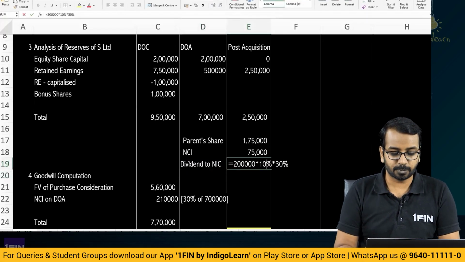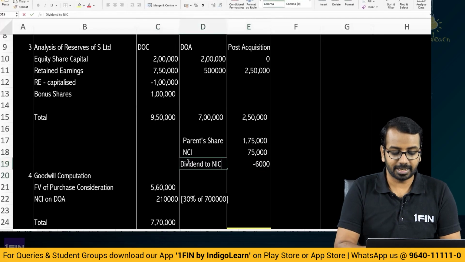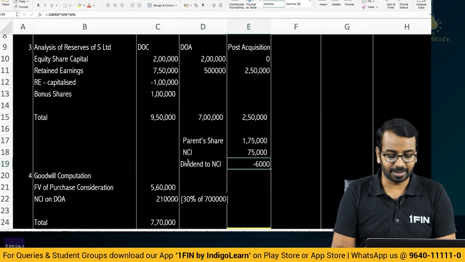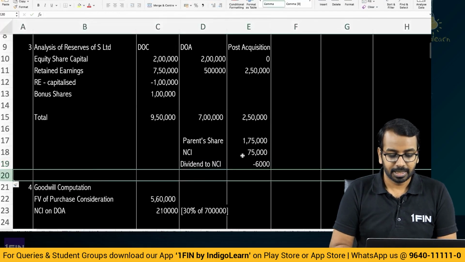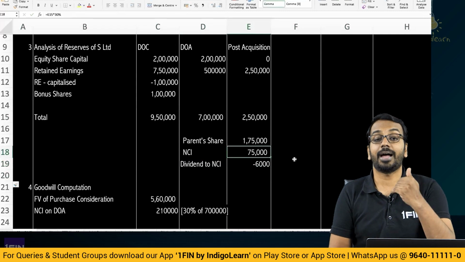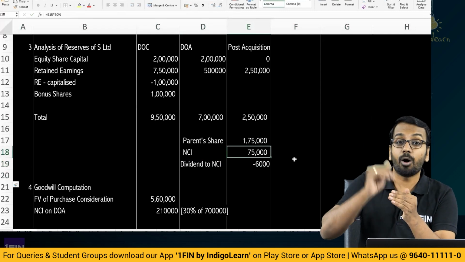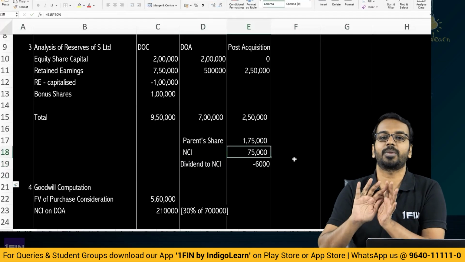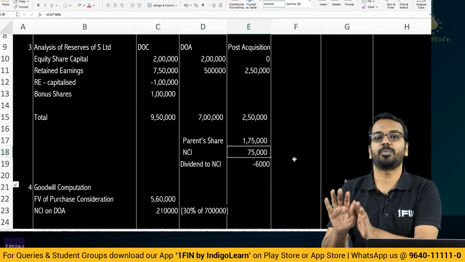60,000 is the dividend that is payable to NCI. Not NIC, NCI. Okay, 6,000 is the dividend that is payable to NCI. So out of this post-acquisition split, 75,000 that we would have added to NCI, we will say out of this 6,000 is payable. It is my current liability. It is not a part of equity. Now I have to make a payment of dividend.